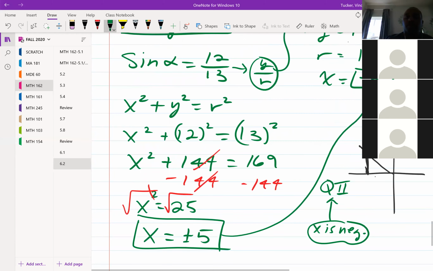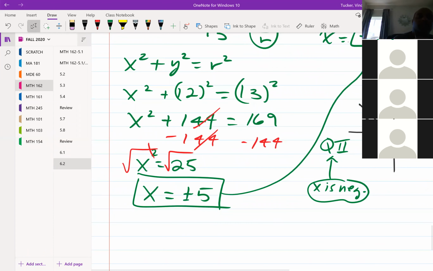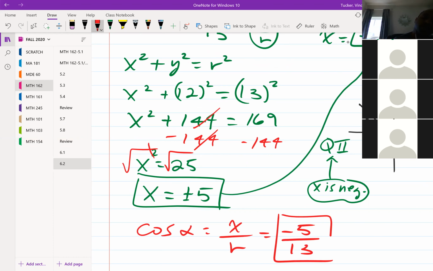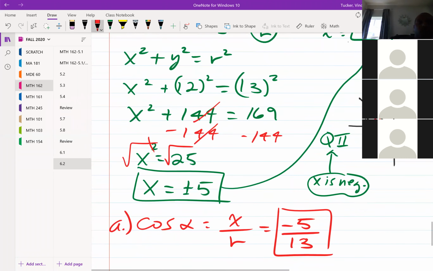So now that we have this, and of course this would be alpha, we have our negative 5 for x, and cosine alpha is going to be x over r. So it'd be negative 5 over 13. So that was A.